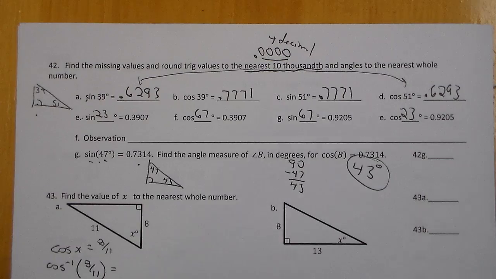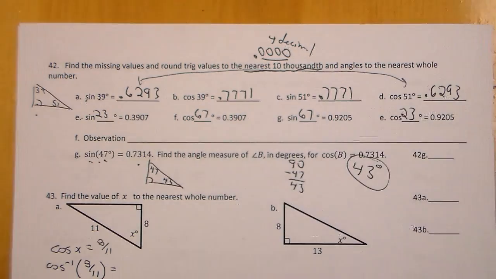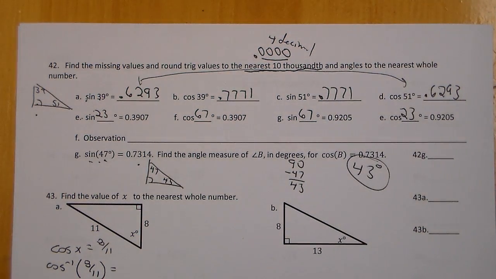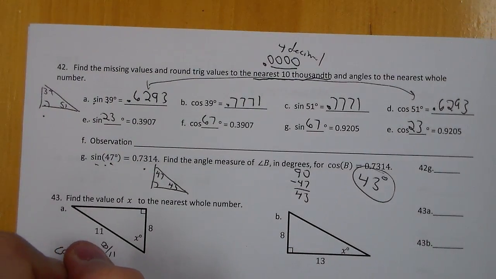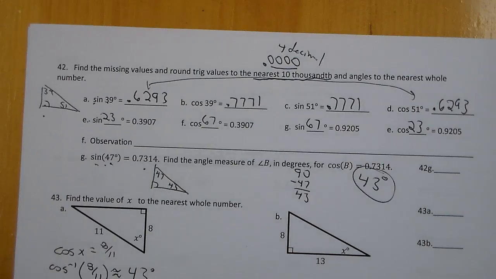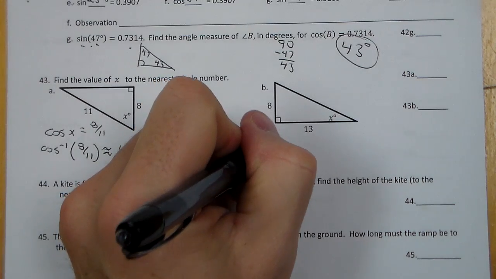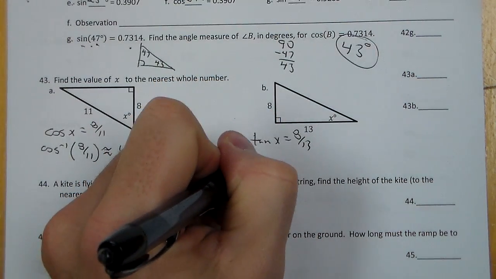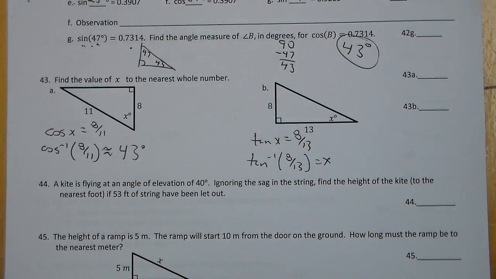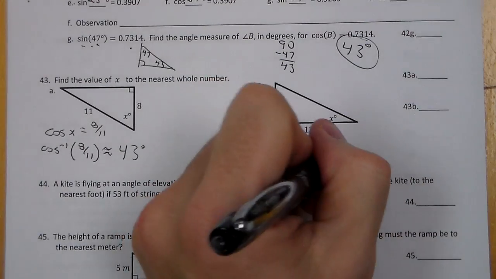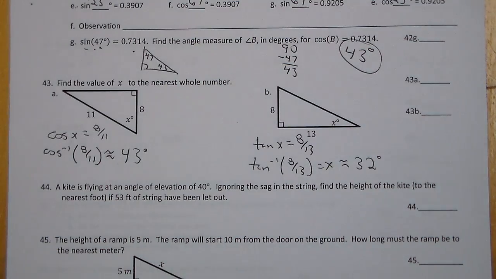If you're doing a calculator where it has just a single line, you're going to want to get the decimal of 0.7272 and then do cosine inverse of that. And it should come out to be about 43 degrees. You should definitely check to make sure you can use your calculator correctly on that. It's important. Next one is going to be tangent of x equals 8 over 13. That is tangent inverse of 8 over 13 equals x. And this comes out to be about 31.6, so we'll call it 32 degrees.